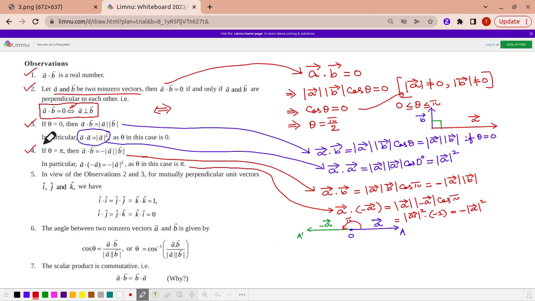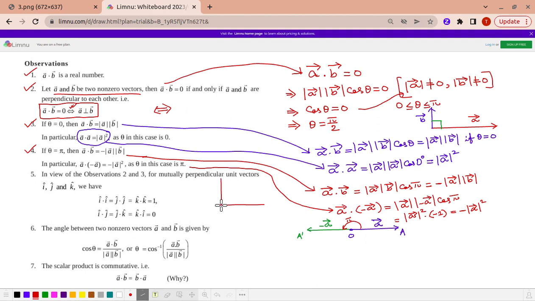Now let us look into the three mutually perpendicular unit vectors i cap, j cap and k cap. If you recall from the previous session, dear students, we know what i cap, j cap and k cap are. They are the unit vectors along the direction of the x-axis, y-axis and z-axis respectively. So if I give you a quick recap here, I can draw the coordinate axes.